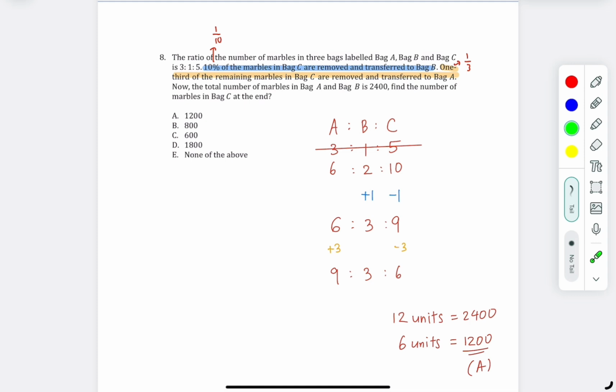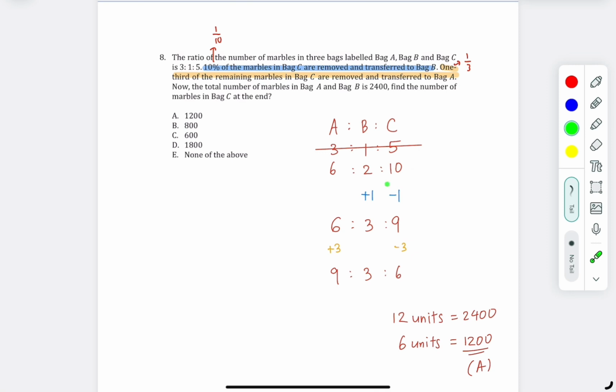When I see this 1/10 of something, the something, which in this case is bag C, will be a multiple of 10. When it's 1/10, it's a multiple of 10. When it's 1/5, it's a multiple of 5. When it's 1/3, it's a multiple of 3. Always keep that in mind. So originally the ratio is 3:1:5, and C is not a multiple of 10 yet. So I multiply everything by 2. Then the ratio becomes 6:2:10.